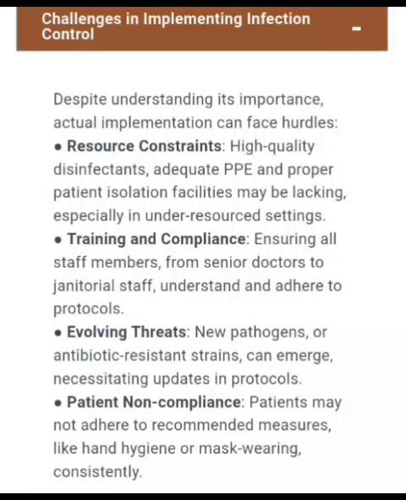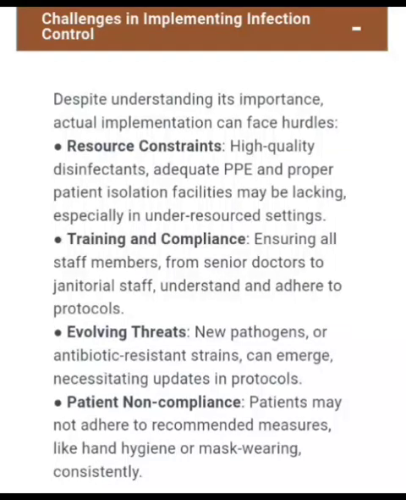Challenges in implementing infection control. Despite understanding its importance, actual implementation can face hurdles like 1. Resource constraints. High-quality disinfectants, adequate PPE, and proper patient isolation facilities may be lacking. This can reduce the chance of controlling infection and its spread. 2. Training and compliance. Ensuring all staff members, from senior doctors to janitorial staff, understand and adhere to protocols.